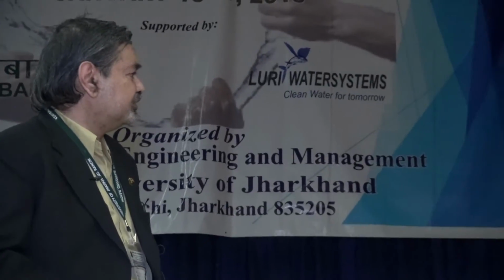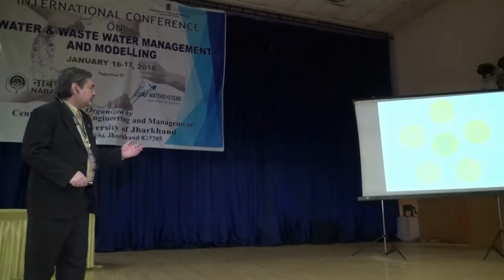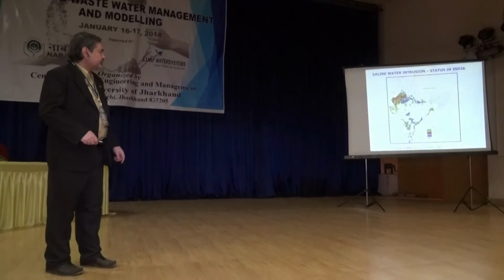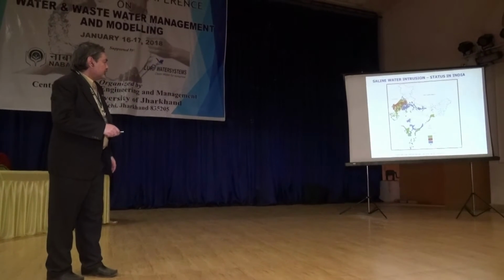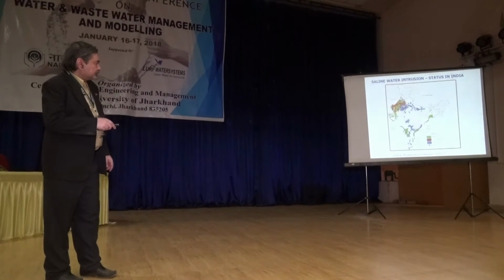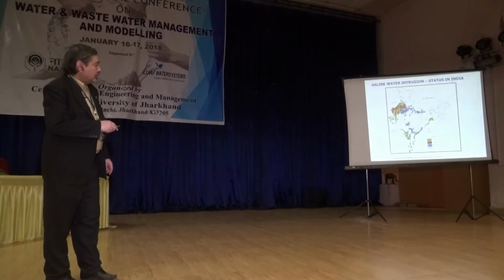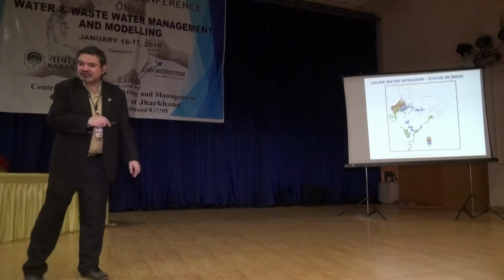Next slide please. Okay, so this is just an introduction. Next slide. So these are the factors affecting coastal salinity. Okay, next slide please. Okay, so this is the status in India. So we have the east coast and Gujarat highly affected. Rest of the west coast, Maharashtra, Karnataka, Kerala, because of the Western Ghats, not so much affected.